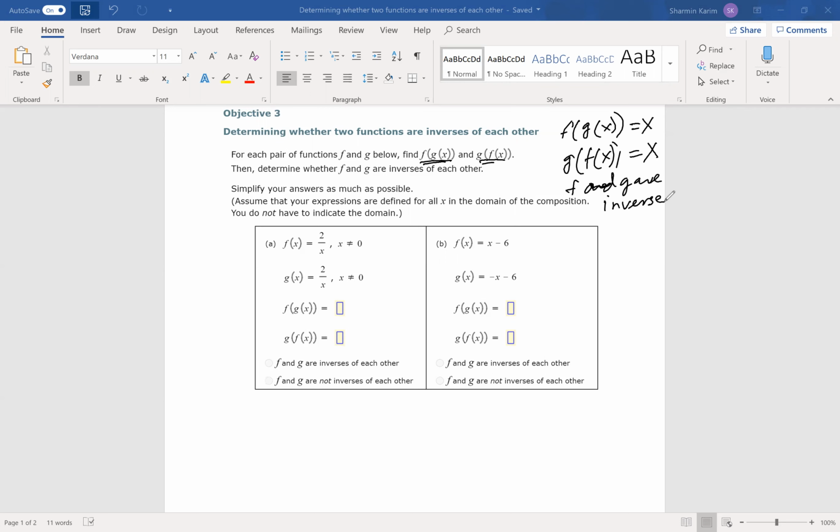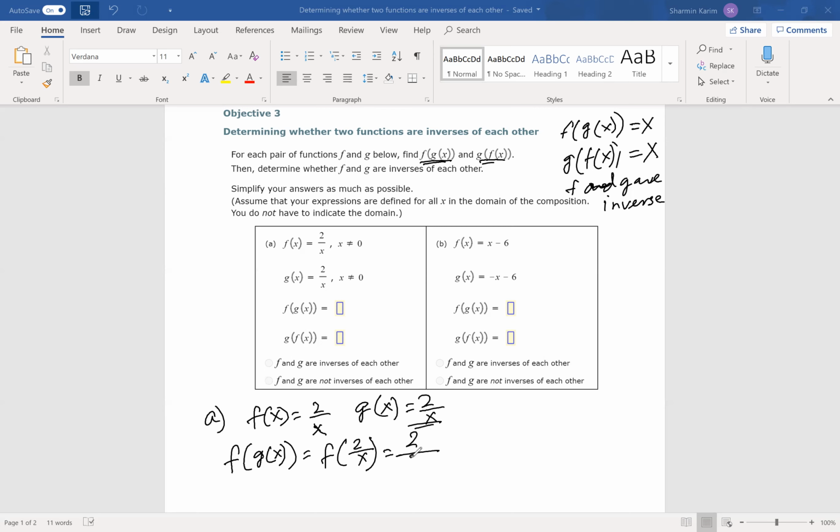Okay, so let's see. For a, f of x is given 2 over x, and g of x is given 2 over x. Now we will find f of g of x. So g of x will be substituted for 2 over x. So f of 2 over x. Now in the function f, x will be substituted for 2 over x. So we have 2 over 2 over x.